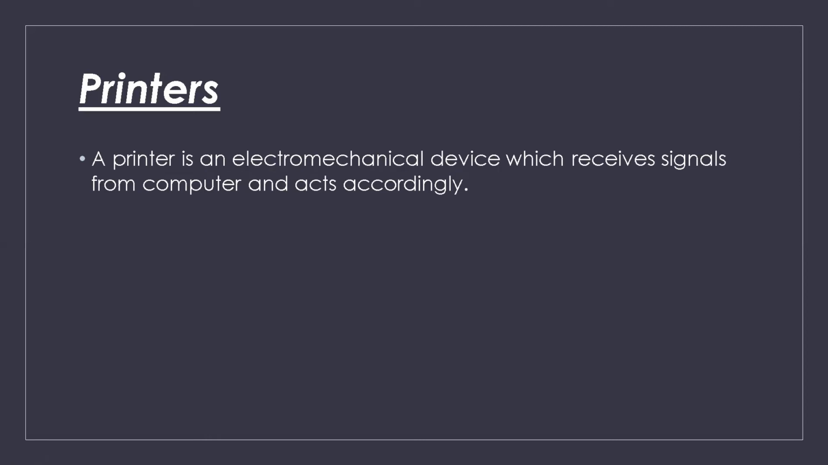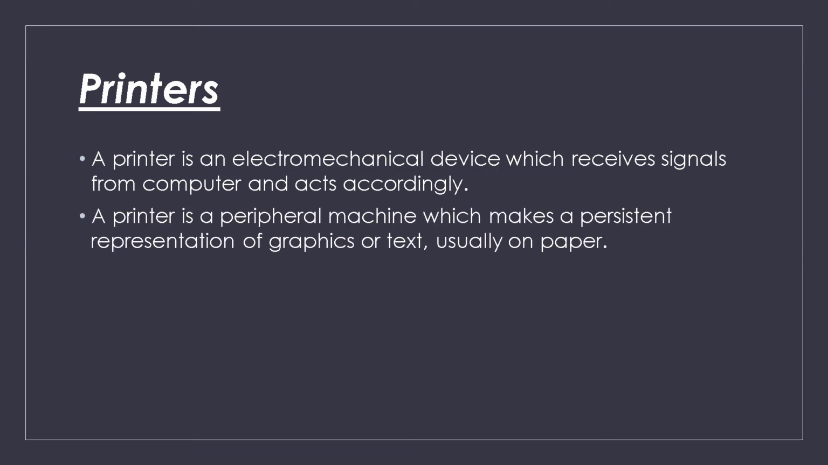Moving on to the second output device, that is the printer. A printer is an electromechanical device which receives signals from the computer and acts accordingly. A printer is a peripheral machine. Peripheral refers to the devices which are attached to the computer from outside. Those are called peripheral devices. That may be a printer, that may be a scanner. A printer is a peripheral machine which makes a persistent representation of graphics or text, usually on paper. Yes or no? On paper, you're going to print the output.